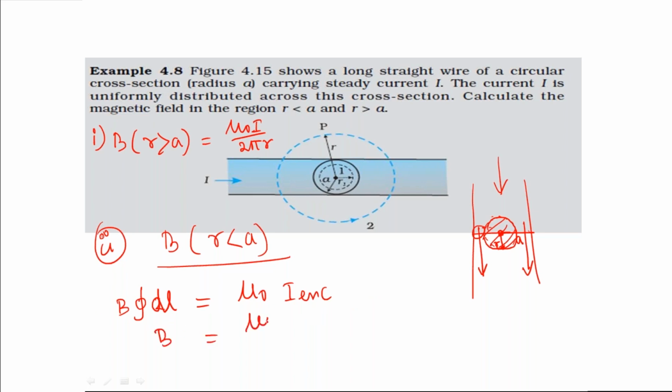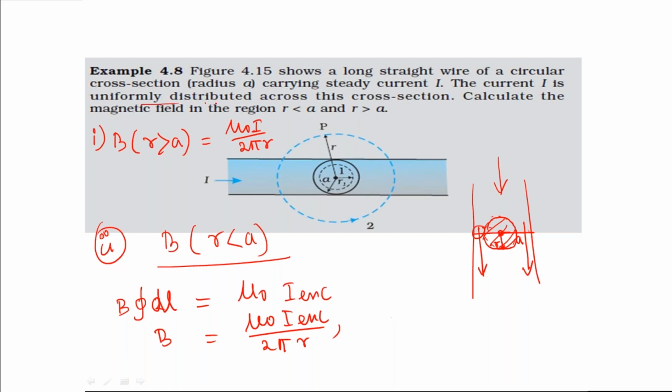Before that, I'll at least complete this. So this will be dl, and again this will be 2 pi r. I'm just writing here 2 pi r. This I enclosed I have to calculate. So this is all. Okay. Now what we have to do? We have to find out I enclosed.